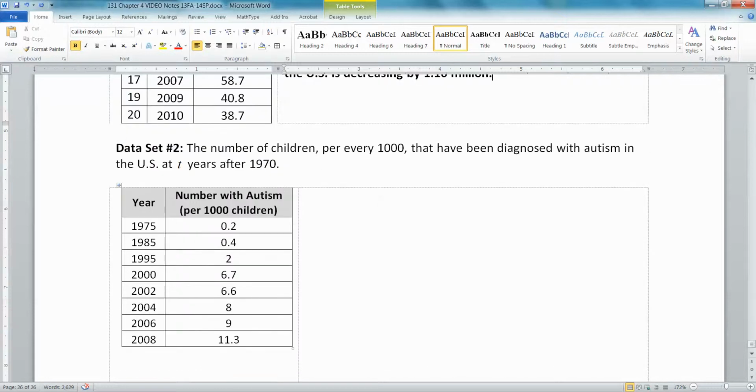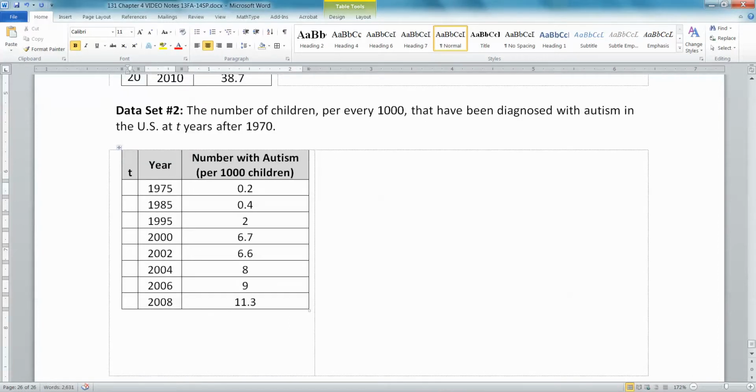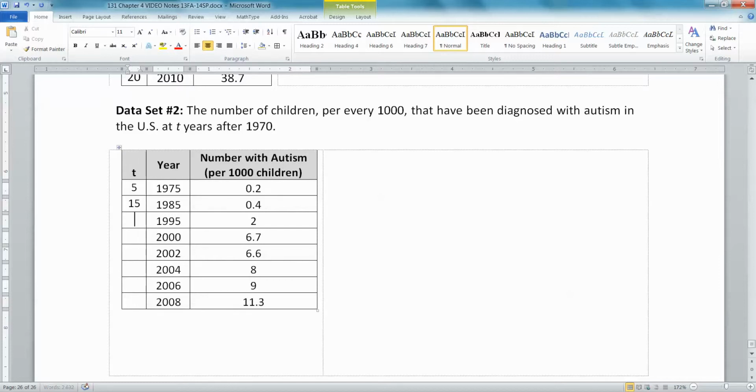Now let's move on to the next one. This is the number of children per every 1,000 that have been diagnosed with autism in the U.S. at T years after 1970. I don't know why that came out that way. All right. So we are going to have to change this, first of all, to T from the year. So T is our year since 1970, right? So this would be 5, 15, 25, 30, 32, 34, 36, 38. Right there. So that's what's going to go in our calculator.